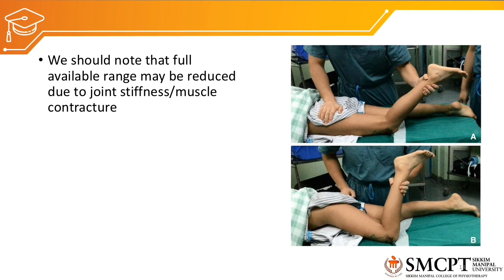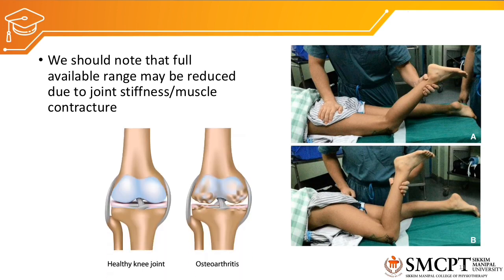And also in case of joint stiffness, we would take the available range of motion, which would be less than the normal range. So here is a picture which shows joint erosion, stiffness, and degeneration of the knee joint, which could cause reduction in range of motion passively. Again, I would like to stress the point that passive range of motion should be performed first to know the full available range of motion before performing MMT.